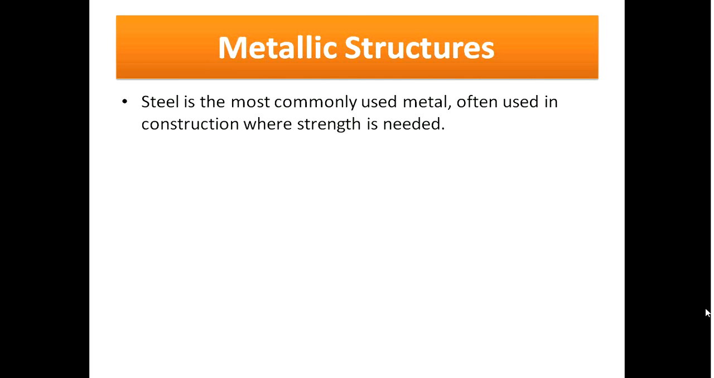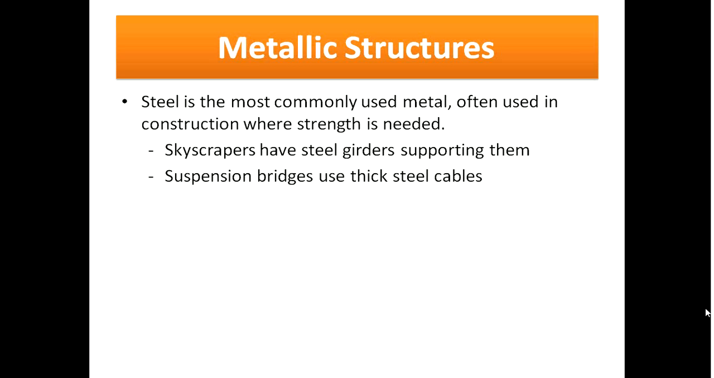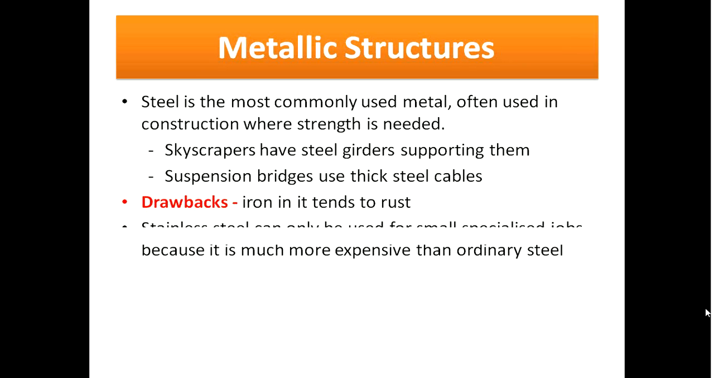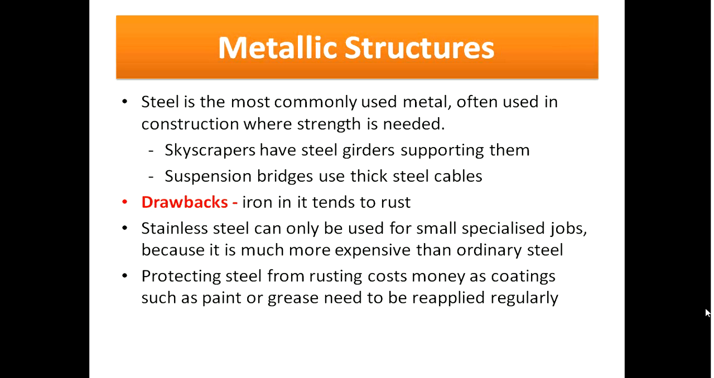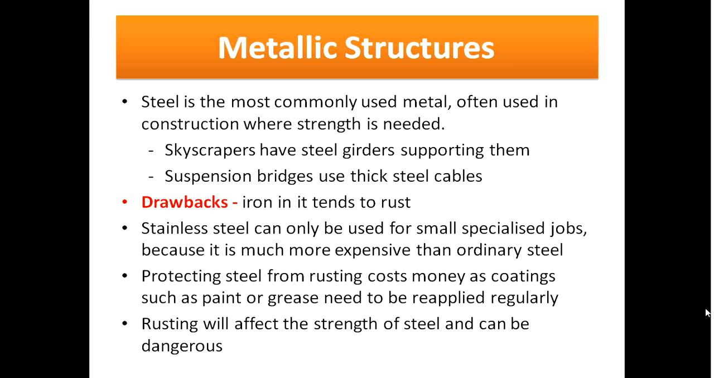Metallic structures. Steel is the most commonly used metal, often used in construction where strength is needed. For example, skyscrapers have steel girders supporting them. Suspension bridges use thick steel cables. However, there are some drawbacks. Iron in it tends to rust. Stainless steel can only be used for small, specialized jobs because it is much more expensive than ordinary steel. Protecting steel from rusting costs money as coatings such as paint or grease need to be reapplied regularly. Rusting will affect the strength of steel and can be dangerous.